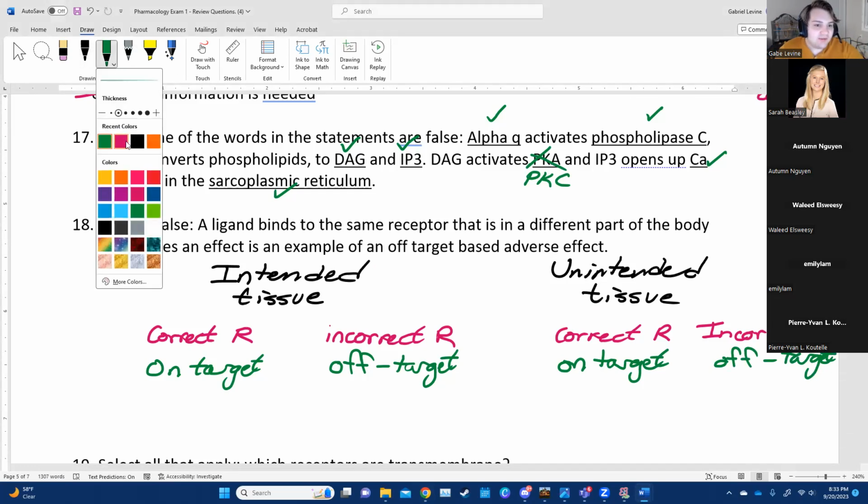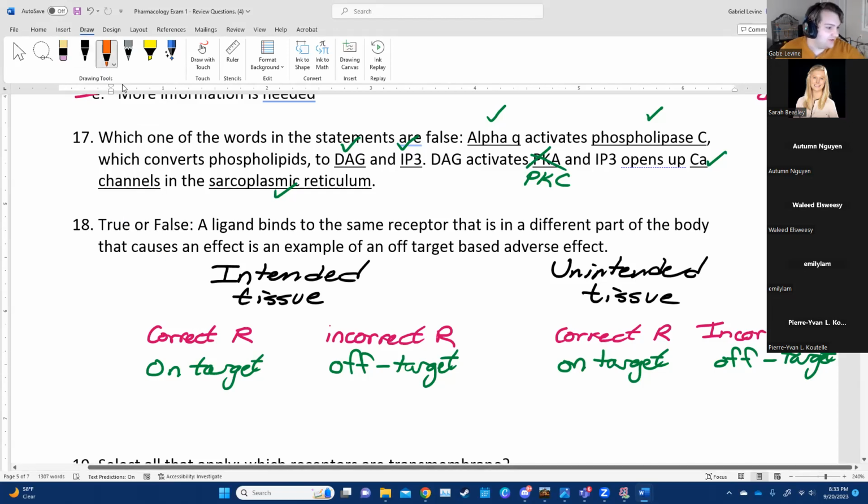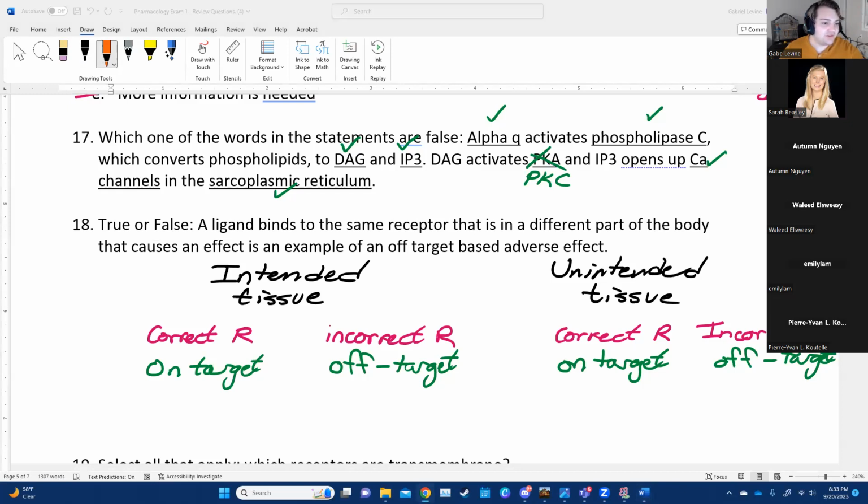So when we talk about these adverse effects here, what's important to know is that it's on target if it goes to the right receptor. It's off target if it goes to the wrong receptor, no matter where in the body that's happening. The reason is that when we talk about drugs, drugs go everywhere in the body. We can't control which part of the body they go to. So the result is that you can have activation of the same receptor in many, many different places.